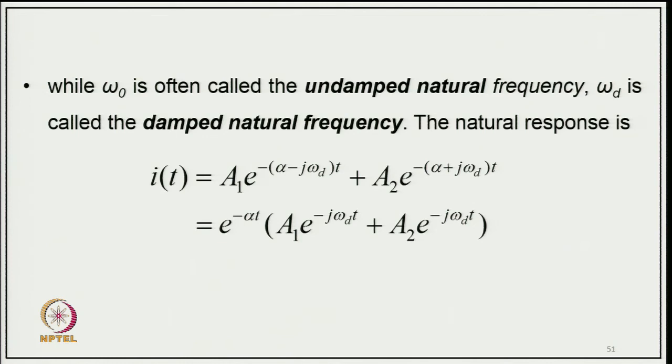The natural response of this will now be I(t) equal to A1 e to power (minus alpha minus j omega d) t plus A2 e to power (minus alpha plus j omega d) t, and we can take out the e to power minus alpha t, and in bracket it goes A1 e to power minus j omega d t plus A2 e to power plus j omega d t.